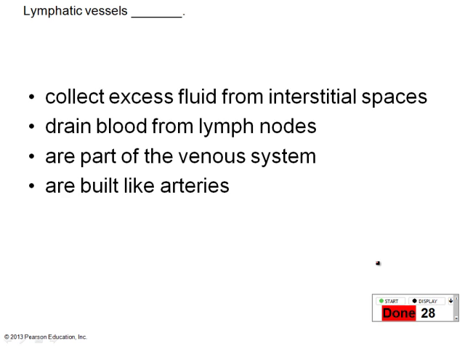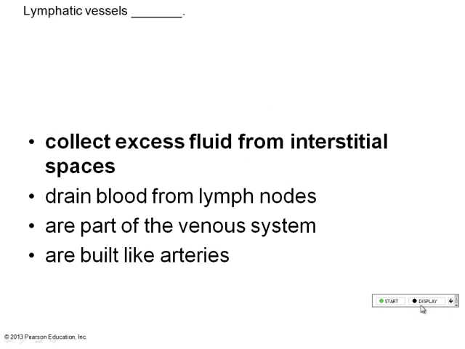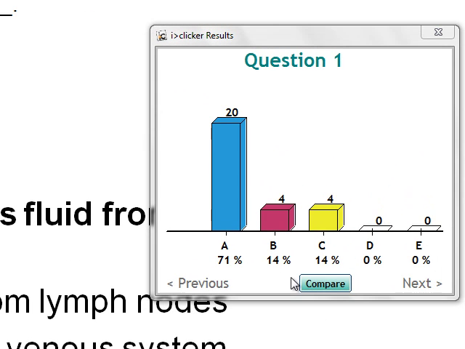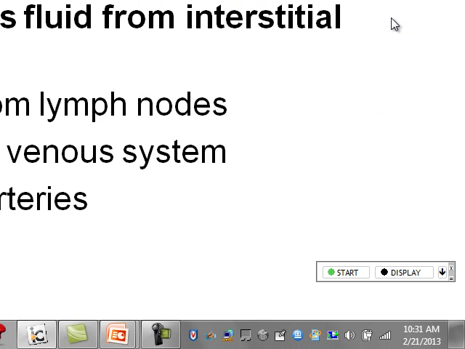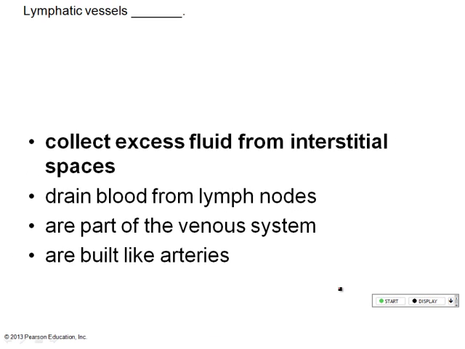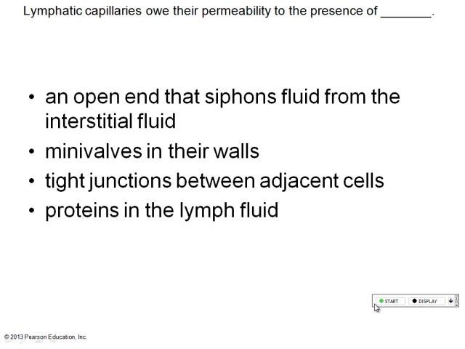What's the answer? The answer is A. Oh, pretty good. So remember, drains excess fluid from interstitial. What's that word? What's interstitial? It's between what? So it's outside the circulatory system, kind of between all of the tissues. Next, lymphatic capillaries owe their permeability to the presence of. Everybody knows what permeability is, right?